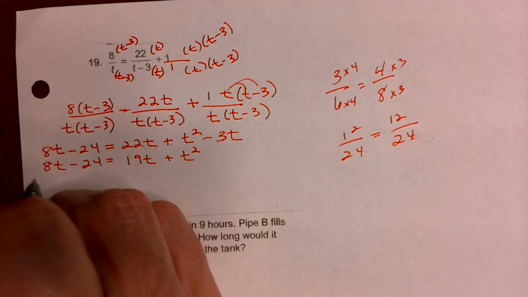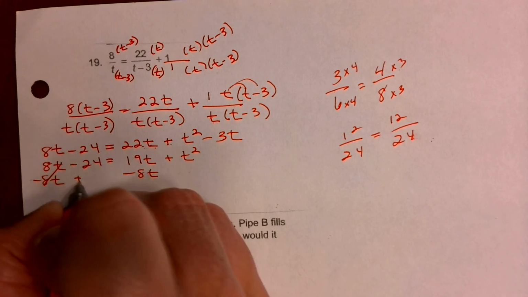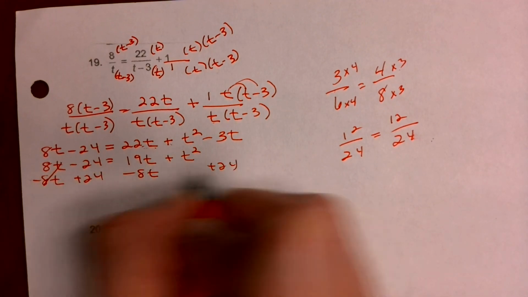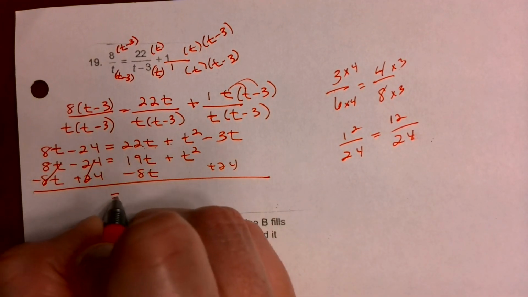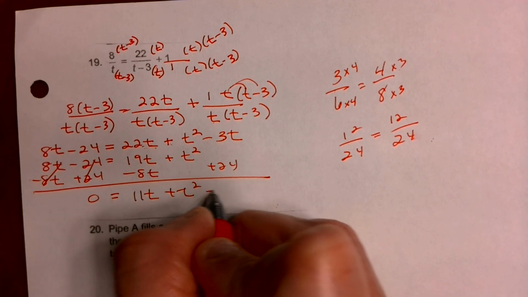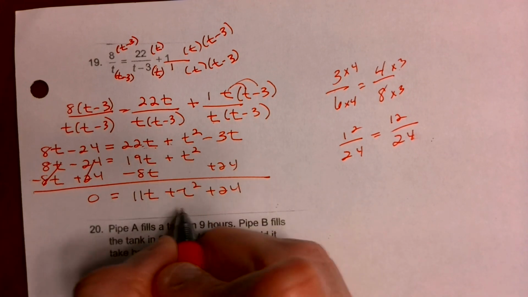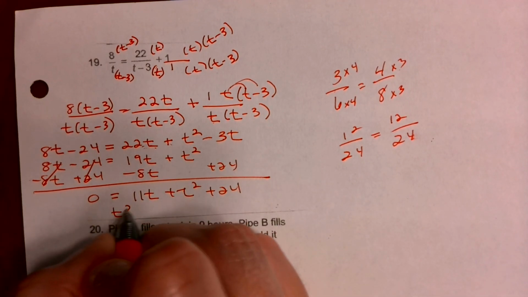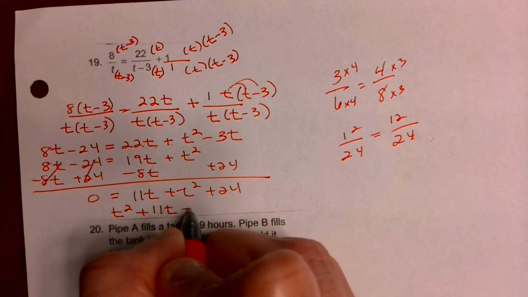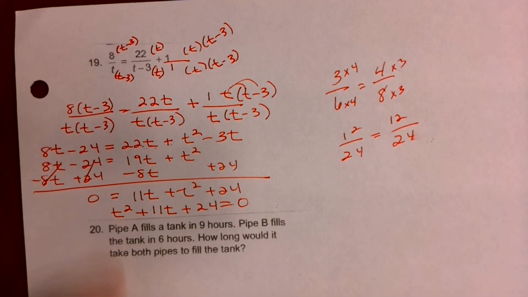All right, now I'm going to move things over. Minus 8t plus 24 and plus 24. So it equals 0. 11t plus t squared plus 24. Let's write that in descending order, so we can see if we can factor. I'm going to put it on the left side because that's how I'm used to seeing it. And I like it that way. All right, so there is my trinomial.